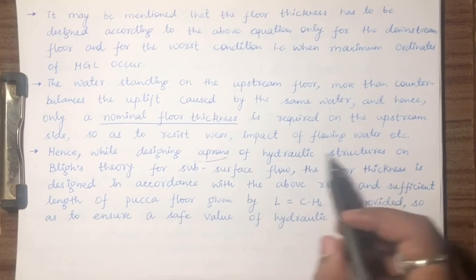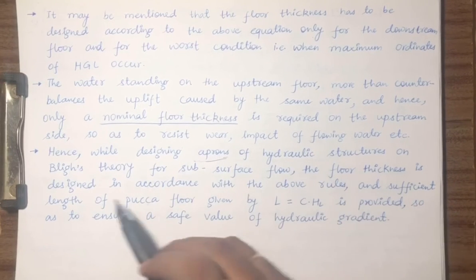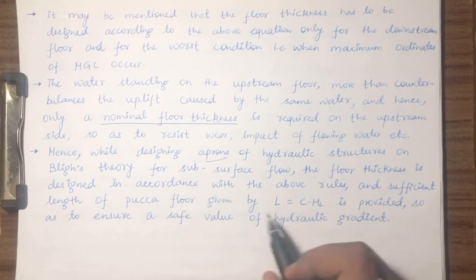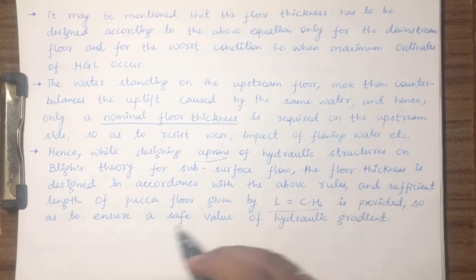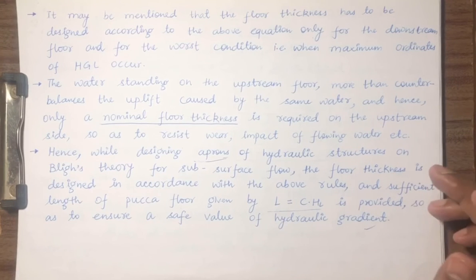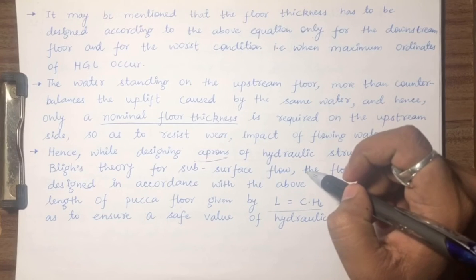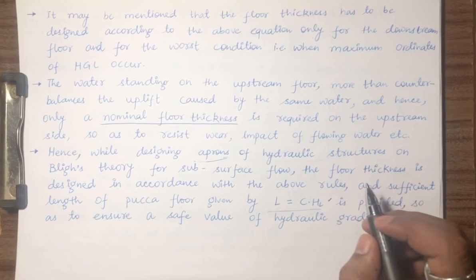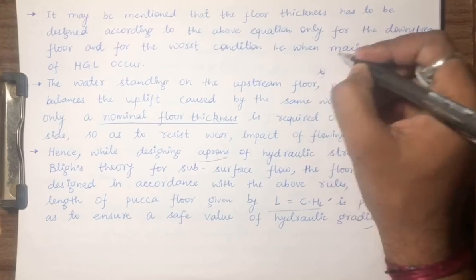Apron of hydraulic structure on Bligh's theory for subsurface floor. The floor thickness is designed in accordance with the above rule and sufficient length of pucca floor, given by the first equation L, is provided so as to ensure a safe value of hydraulic gradient. So we have to ensure the safety against piping as well as against upliftment. For piping we have to provide this much length, and for safety against upliftment we have to provide t, the thickness.